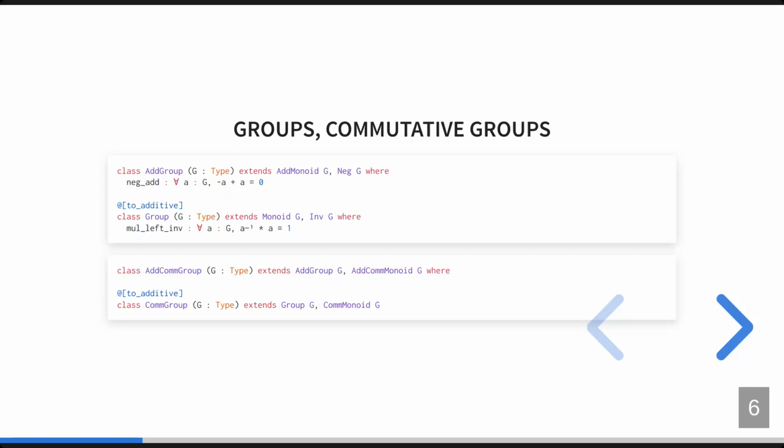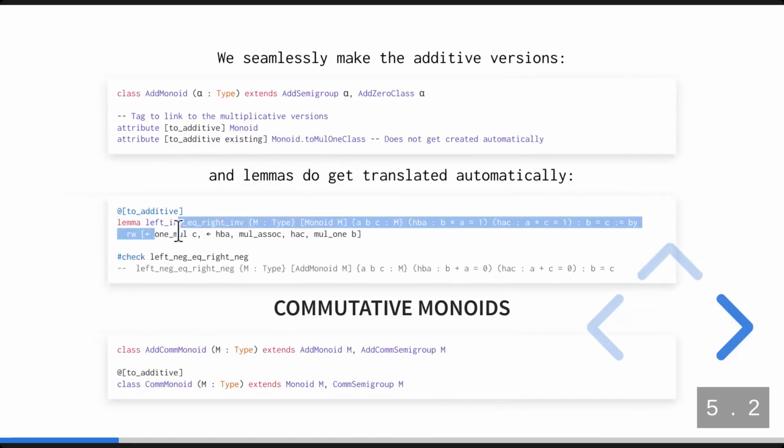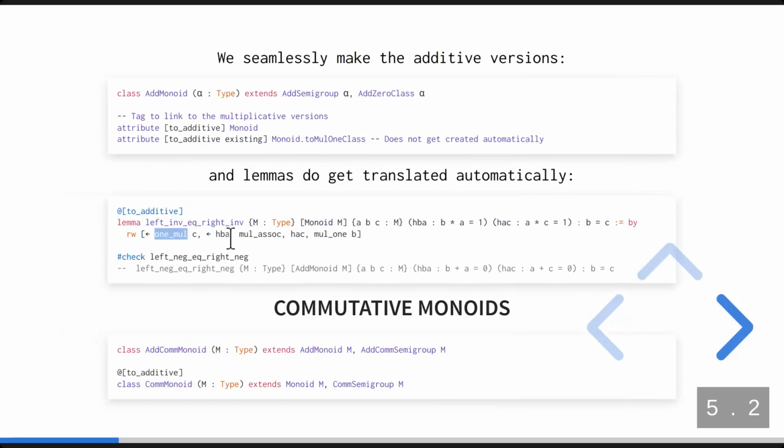Yeah, exactly. So in the example I gave you of that lemma, all this will get translated, right? One mul will get translated to zero add, mul_assoc will be add_assoc, and mul_one will be add_zero.